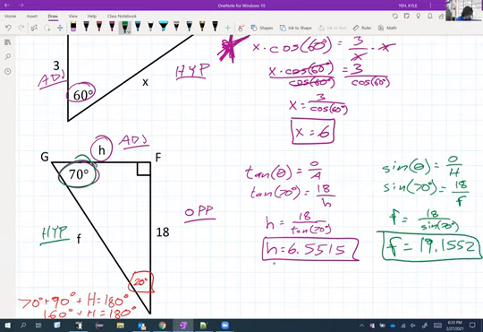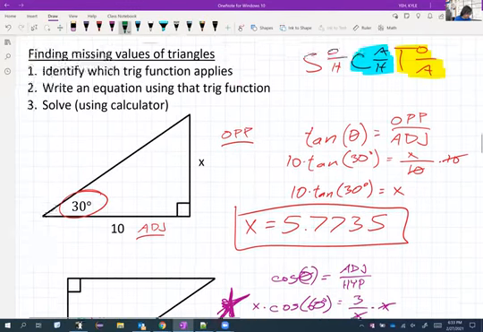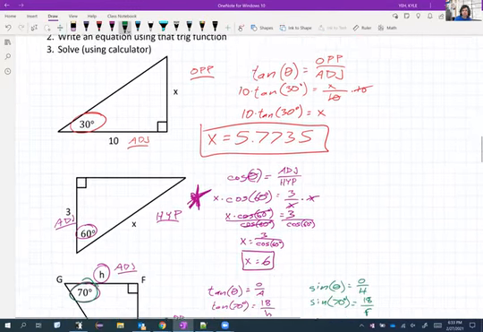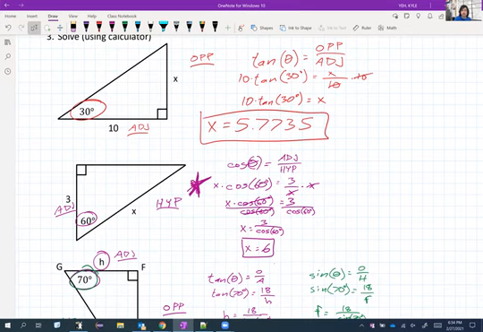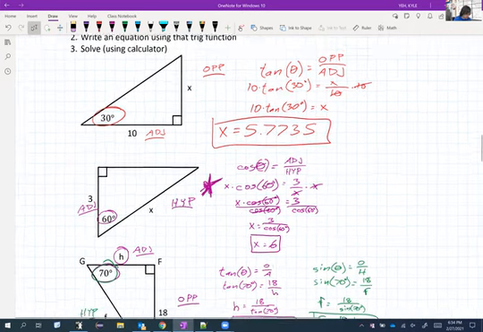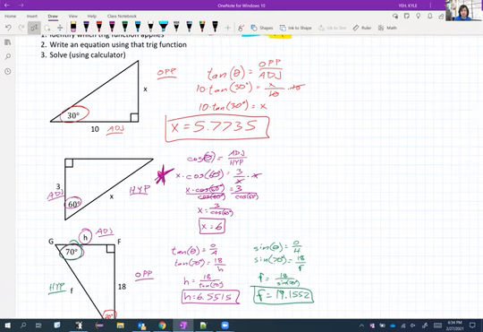Not that much longer than my longer leg. But it is longer, which is good because it's the hypotenuse. It needs to be the longest side length. So 19.1552, that seems reasonable. This is how we can find missing side lengths using trigonometry in these right triangles. Knowing SOHCAHTOA, identifying which trig function we should use, writing an equation, and then solving for your missing value. Fundamental foundational skill that you have to have. So take a good look at this and really make sure you feel good about these problems.